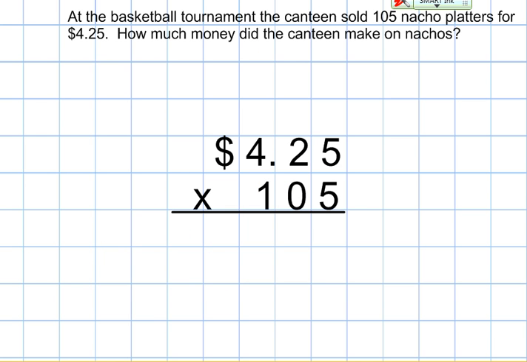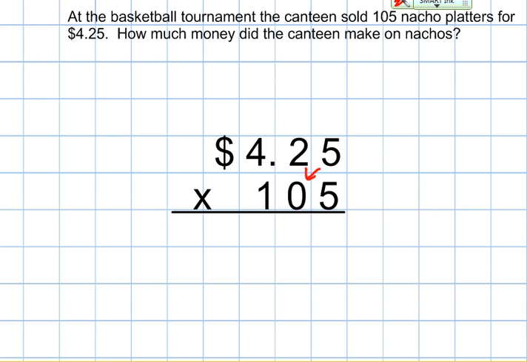Here's another example. Here we got the 0 down below again, which means that's going to make a difference in how we solve this problem. So at the basketball tournament, the canteen sold 105 nacho platters for $4.25. How much money did the canteen make on nachos? So we're going to take 105 times $4.25.